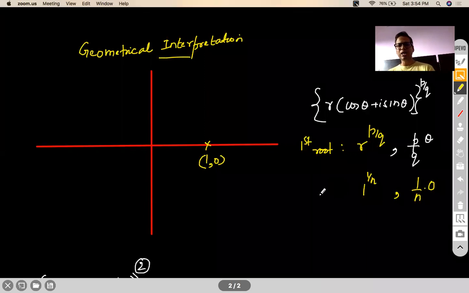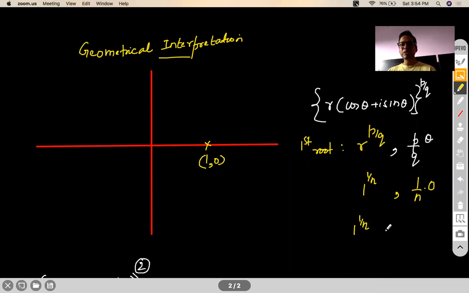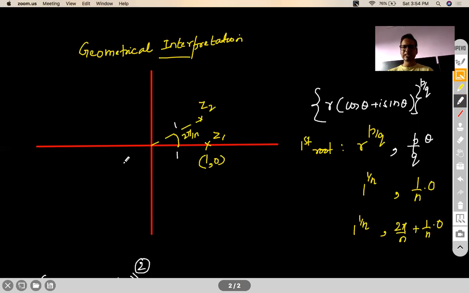Now the subsequent roots are located at the very same distance, that is 1 to the power 1 by n, but you have to keep adding 2 pi by n to the previous argument. So the previous argument was 0. The next root will be located at this position. Let's say this is Z1, this is Z2. And this angle difference is going to be 2 pi by n. This distance is still going to be 1. The third will be again located at a distance of 1 from the origin, and again at a further change of 2 pi by n. So this will be Z3, right?